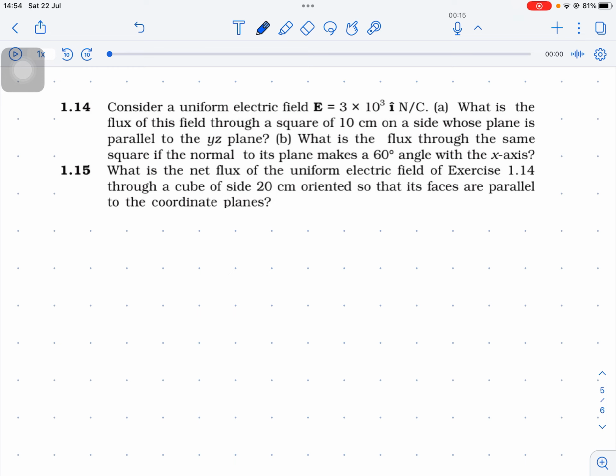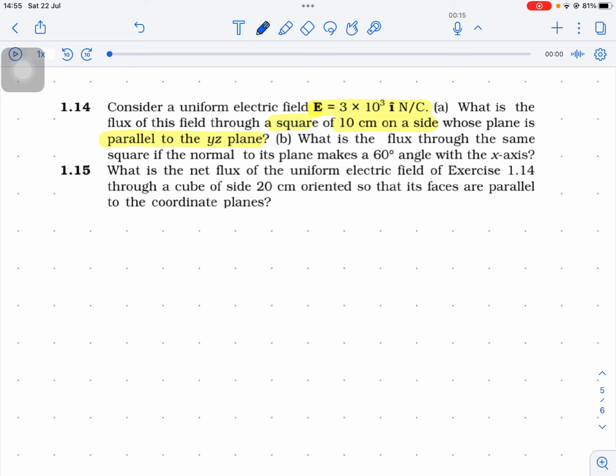Now look at the first part of the question. Consider a uniform electric field E. We have the value of E, which is given as 3 into 10 to the power 3 i cap. The direction of the electric field is also given, which is along x direction, that is why i cap. What is the flux of this field through a square of 10 centimeter side whose plane is parallel to the YZ plane? Yes, it's very important, parallel to the YZ plane. So this is our first part of the question.